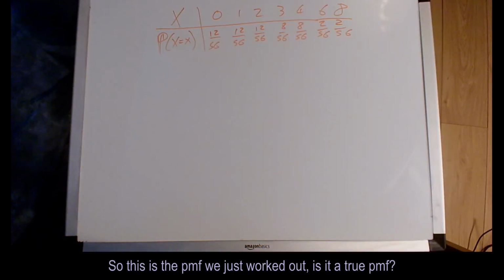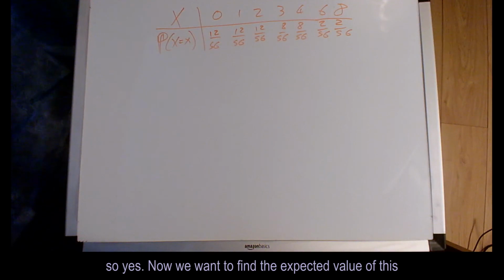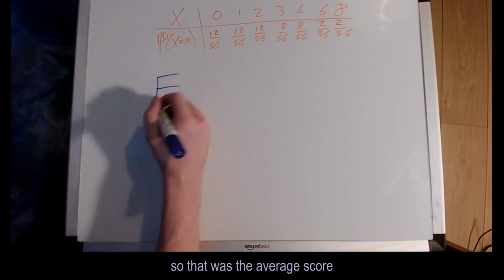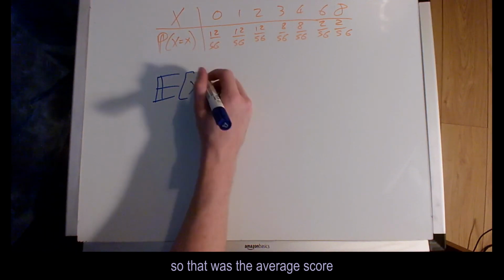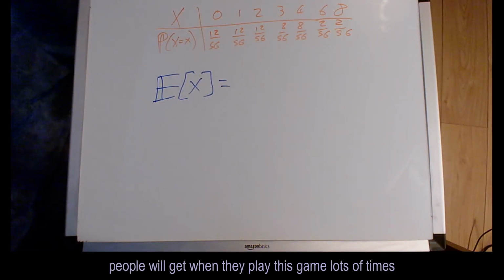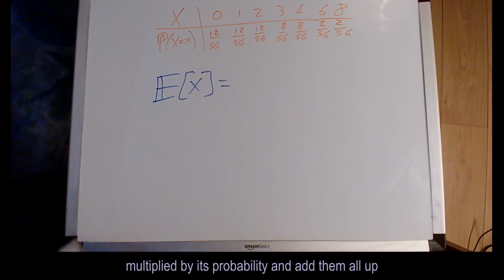So this is the PMF we just worked out. Is it a true PMF? Well, add up all those probabilities and you'll find you do get 1. So yes. Now we want to find the expected value of this. So that was the average score people will get when they play this game lots of times. So we want to add up the score multiplied by its probability and add them all up.